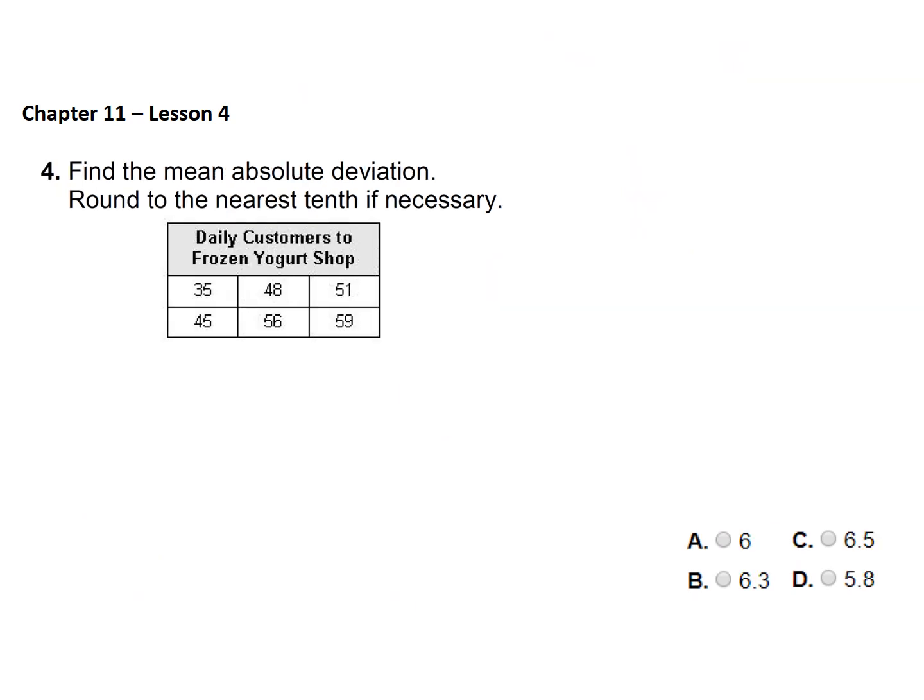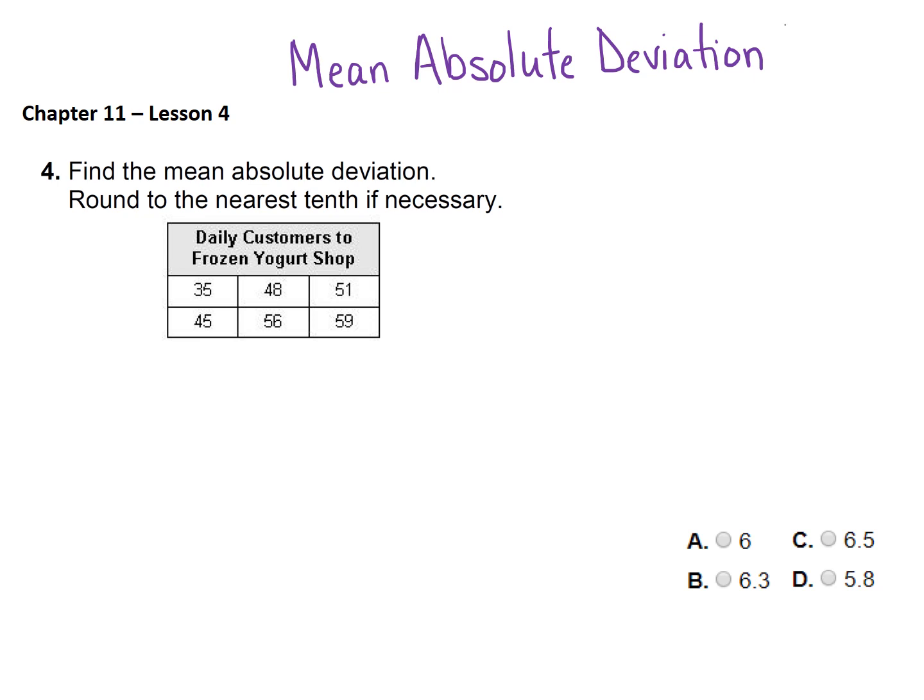Question 4, find the mean absolute deviation, round to the nearest tenth if necessary. So we're going to do this again. Mean, absolute, deviation, and again, I just add the word mean again because it's a helpful reminder, and we're going to work backwards.